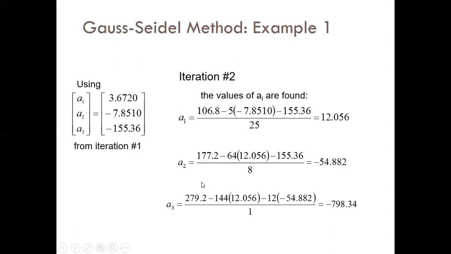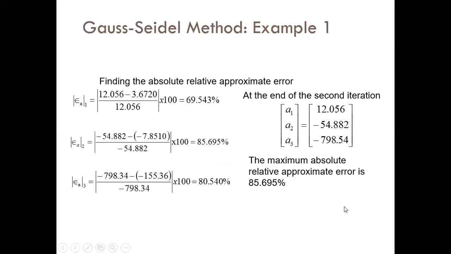And A3 is equal to 279.2 minus 144 A1 minus 12 into A2. Put the value of A1 as 12.056 and A2 as minus 54.882. By solving this, the A3 value is minus 798.34. Again, find the relative error.